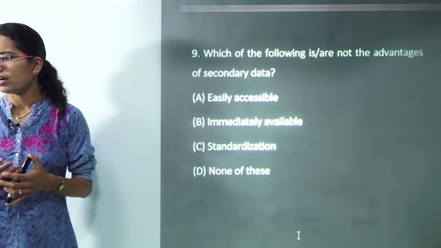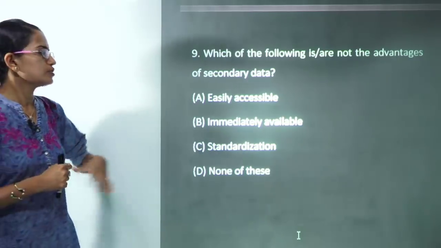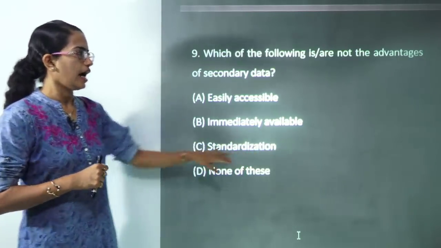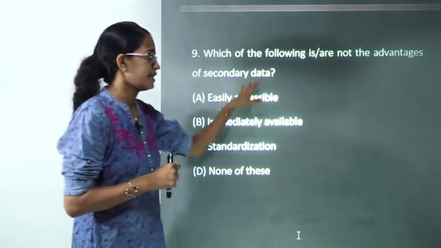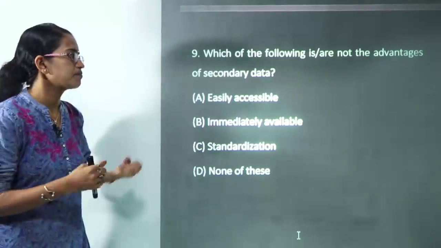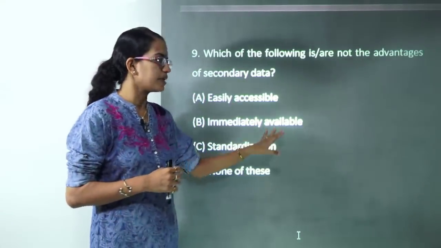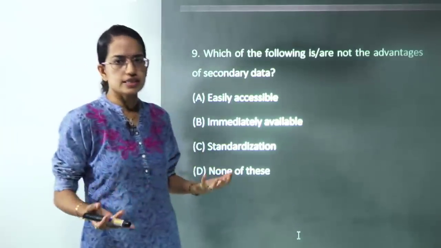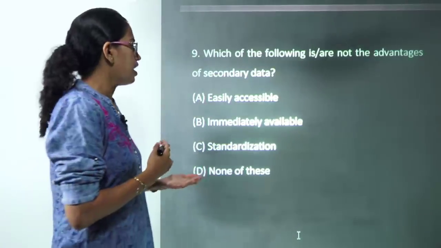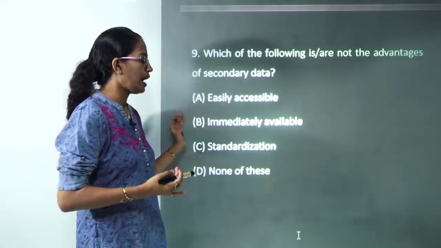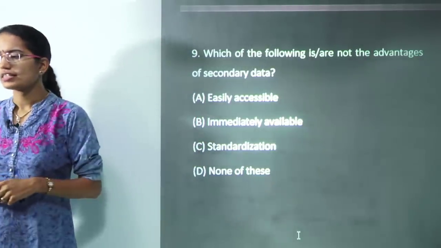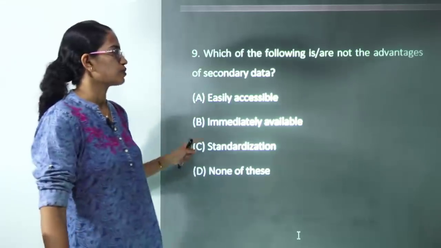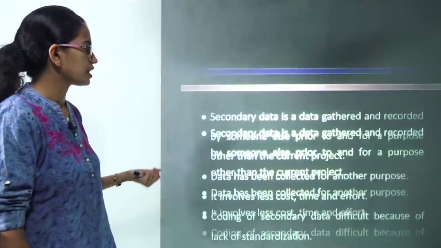Great, Mohan, Palak and a lot of you, Gaurav. So standardization is the answer here, because secondary data lacks standardization. It's easily accessible, it's immediately available. So that's all correct, because let's say if you are looking for census data, it would be easily available and accessible to you. But there is a lack of standardization that's seen with secondary data, and that's one of the major limitations of secondary data.